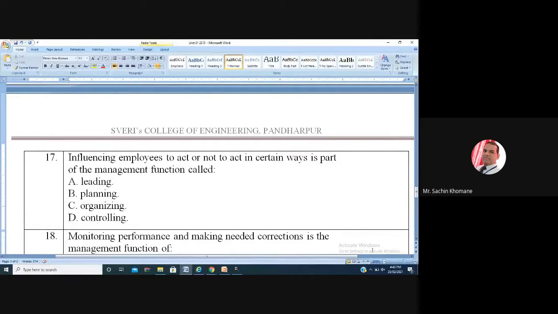Now, second last question. Influencing employees to act or not to act in certain ways is a part of the managerial function called as. इथं काय सांगितलेलं? Influencing the employees. Who is able to influence employees? Leaders, right? So leading is the function here. With the help of the leading function, you can influence the employee. तुम्ही परिणाम करू शकता त्यांच्यावर, तुम्ही त्यांना मोटिवेट करू शकता, right? So leading is the answer.